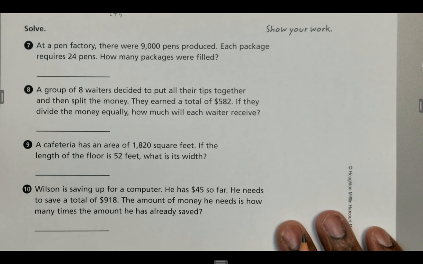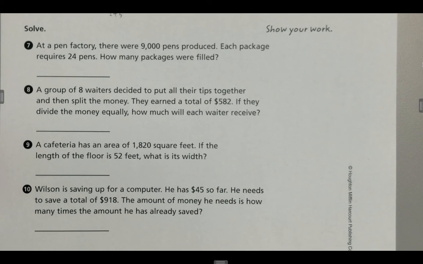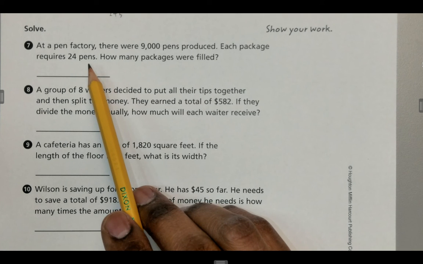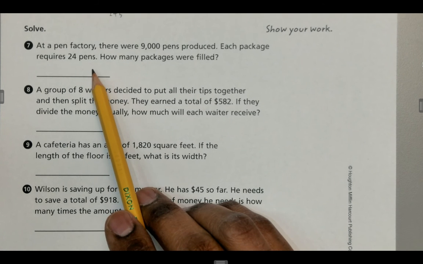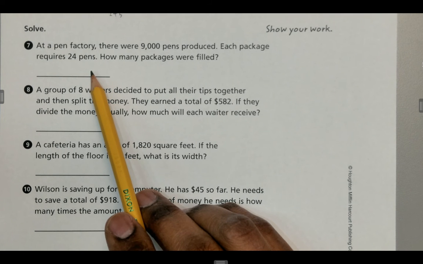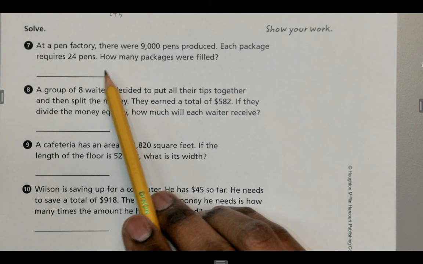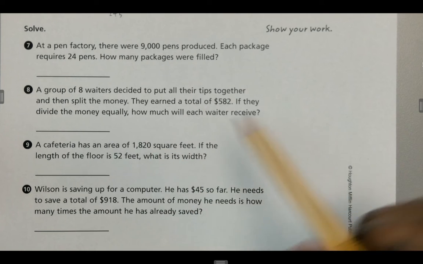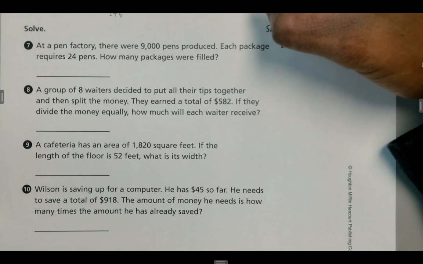Moving on now to the word problems at the bottom. Number 7, at a pen factory, there were 9,000 pens produced. Each package requires 24 pens. How many packages were filled? Okay, let's set this up as long division. What are we dividing? The number of pens, 9,000, divided by the number in each package, which is 24. We're trying to figure out how many packages got filled.